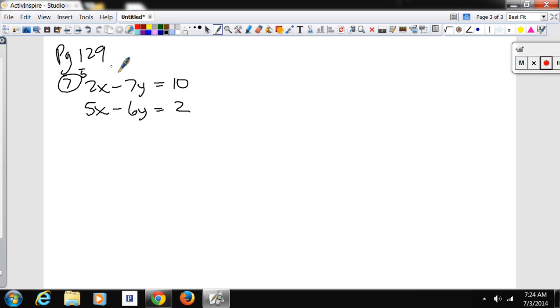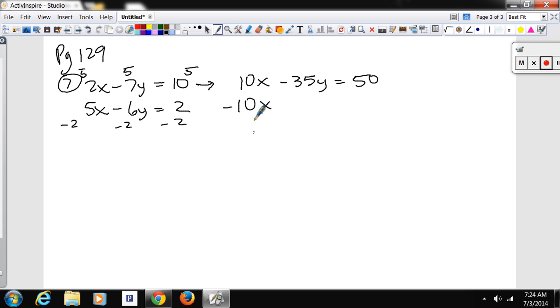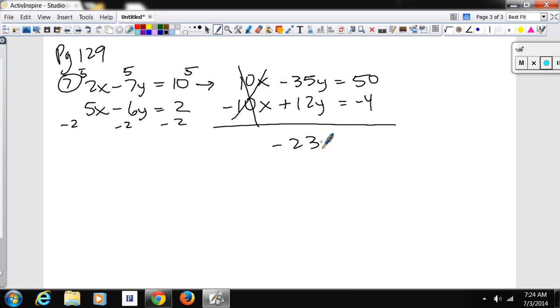So I'm going to multiply everything on the top by 5, because that's going to make this a 10x. I get 10x minus 35y equals 50. And I'm going to multiply everything down here on the bottom by negative 2, because that's going to make this a negative 10x, and that will cancel out my x's. Plus 12y equals negative 4. And then you're going to cancel those out. Combine those two and you get negative 23y equals 46. Divide by negative 23 and you get y equals negative 2.